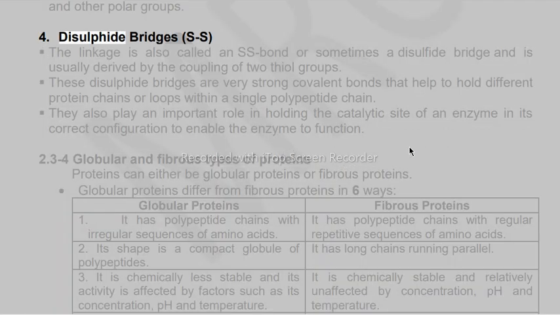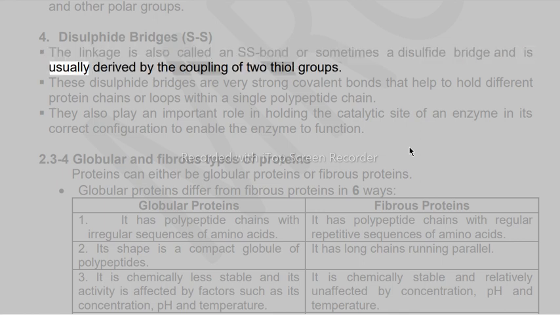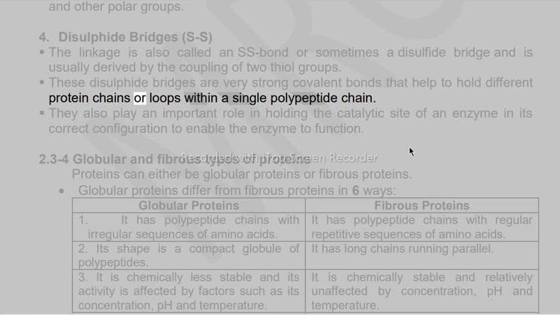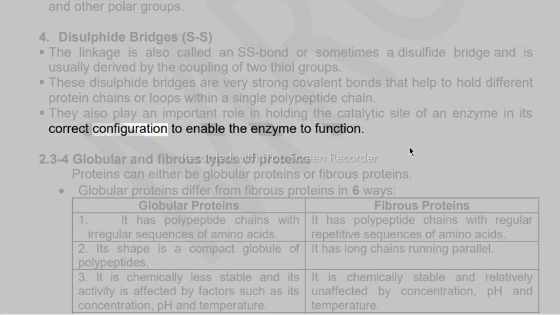4. Disulfide bridges, S-S. The linkage is also called an S-S bond or sometimes a disulfide bridge and is usually derived by the coupling of two thiol groups. These disulfide bridges are very strong covalent bonds that help to hold different protein chains or loops within a single polypeptide chain. They also play an important role in holding the catalytic site of an enzyme in its correct configuration to enable the enzyme to function.